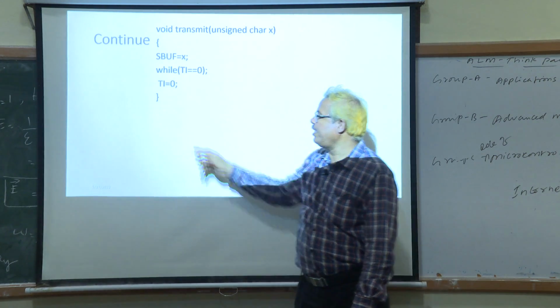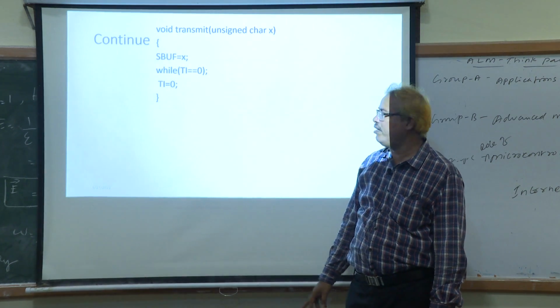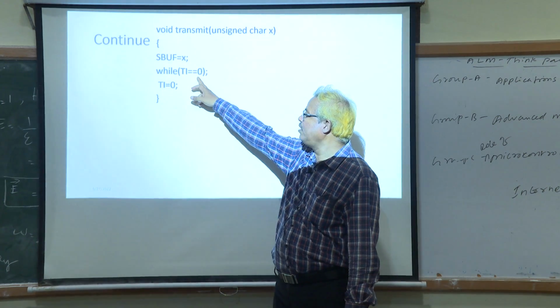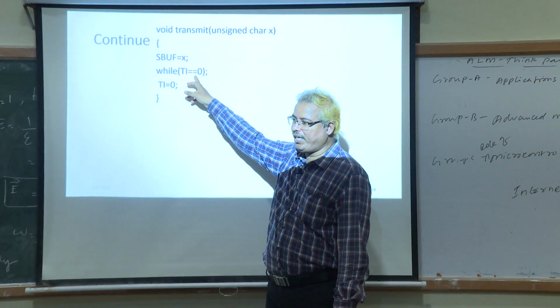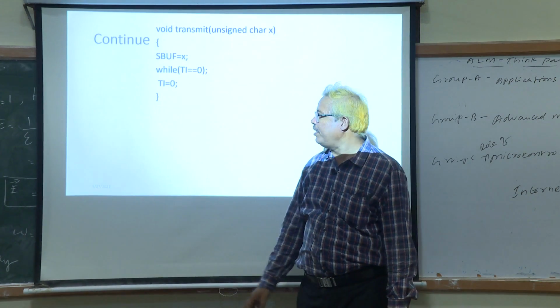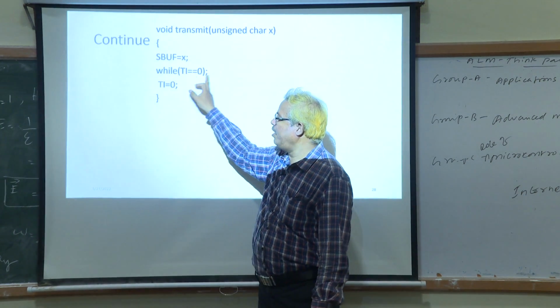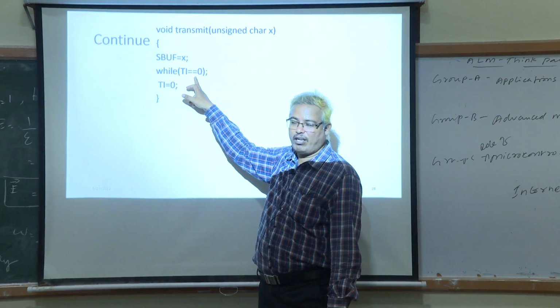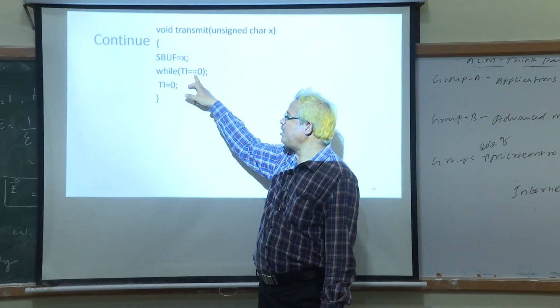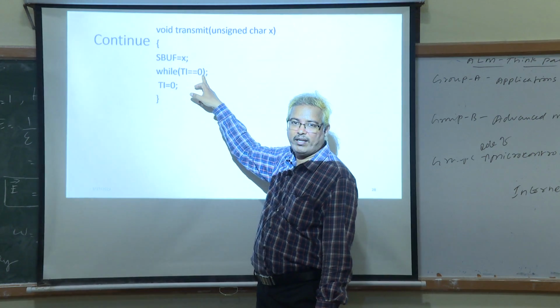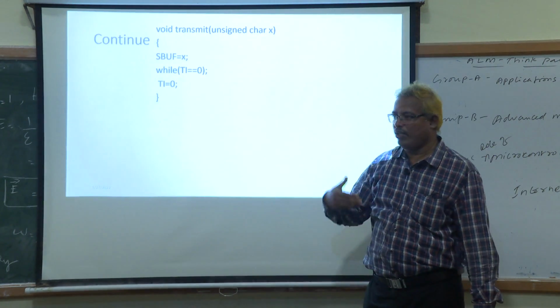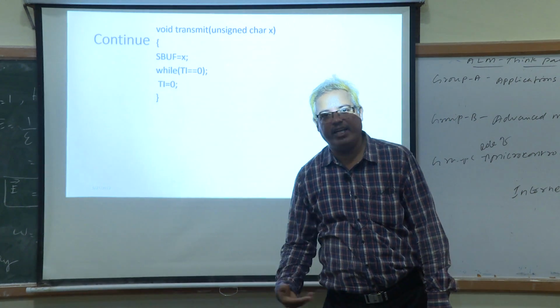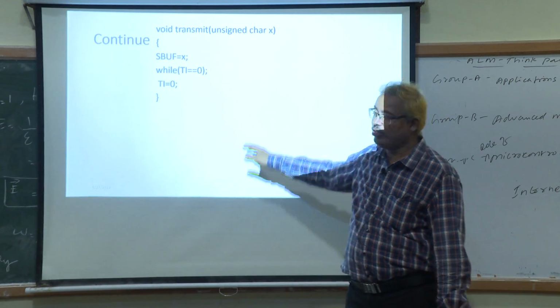Okay. So then we check whether TI is 0 or not. If it is 0, that means the letter is not yet transmitted. Once TI becomes 1, the letter is completely transmitted. So it will check whether the letter is transmitted or not. If the letter is transmitted, then TI becomes 1. Next we make TI 0 in order to transmit the next letter, V, then E, then L, like that. Okay, so this is the function.